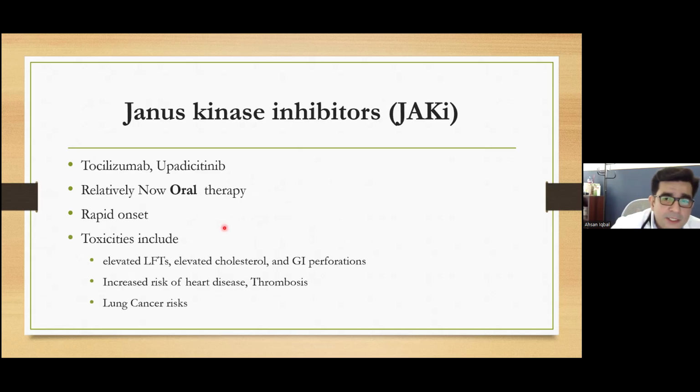Tofacitinib and upadacitinib are other medications. The good thing about these medications is they are JAK inhibitors that are oral therapies, so the patient doesn't have to inject themselves. They can be associated with GI perforations, so we try to avoid them if the patient has a history of diverticulitis, or a history of cardiac disease, because they can cause elevated cholesterol and a high risk of thrombosis.